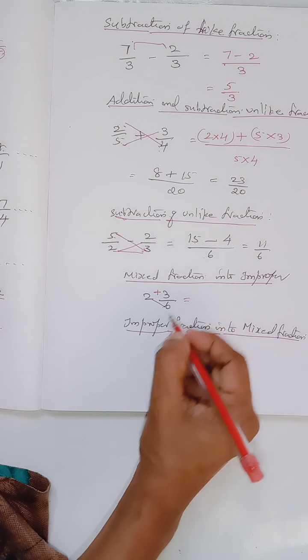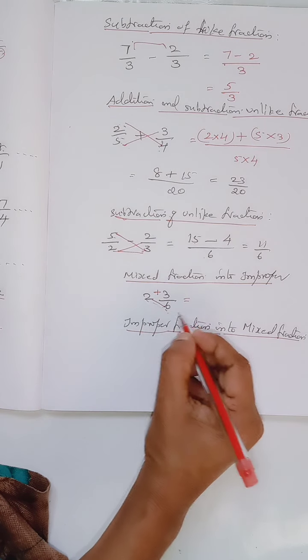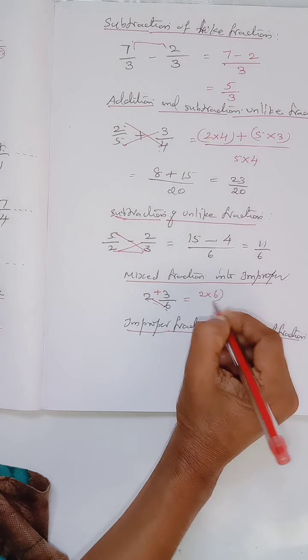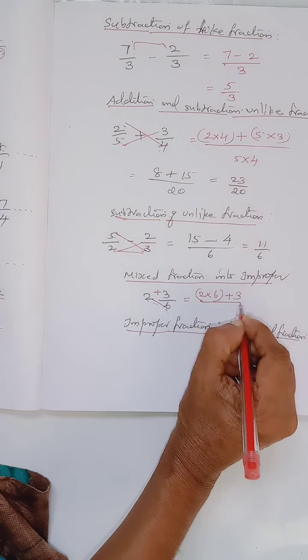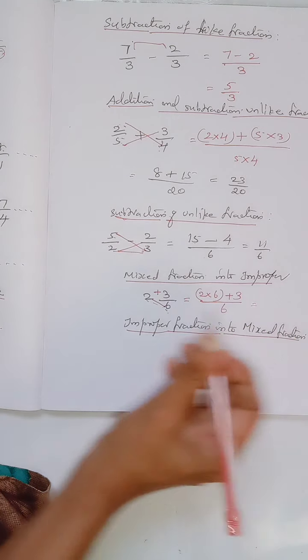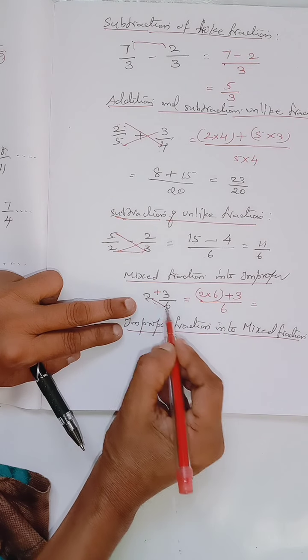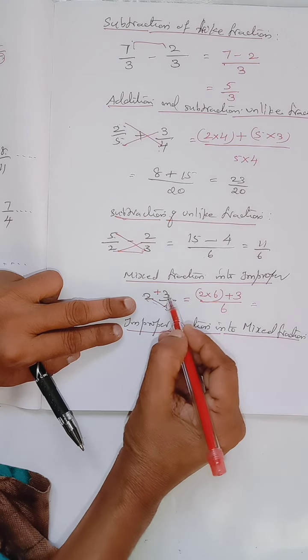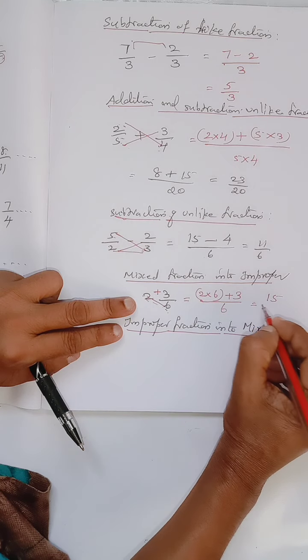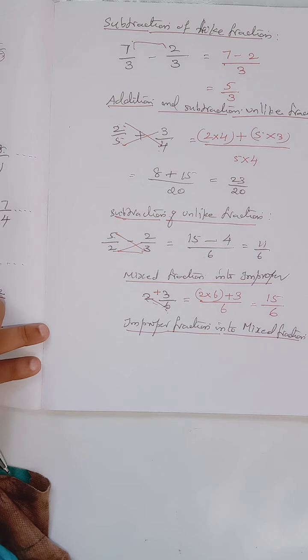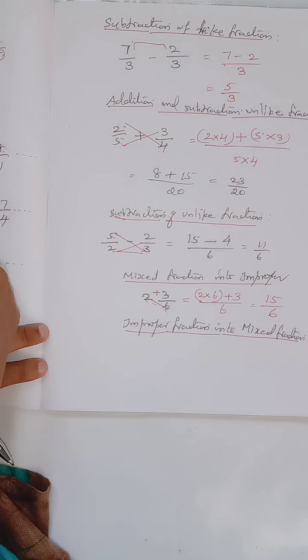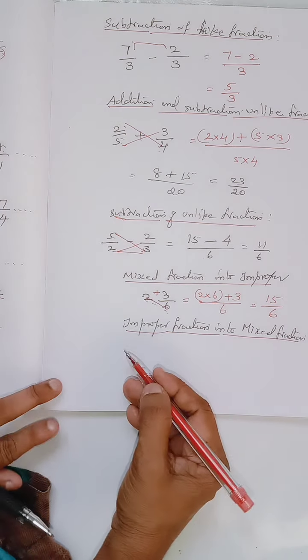Okay, so what will you be getting? 2 into 6. Multiply the side. Then add the numerator, and write the denominator. Clear? Multiply the side, 2 into 6 is 12. 12 plus 3 is 15. Divided by the denominator, we will write it as it is. So 15 by 6 is the answer. Clear? Now let us see the next one.